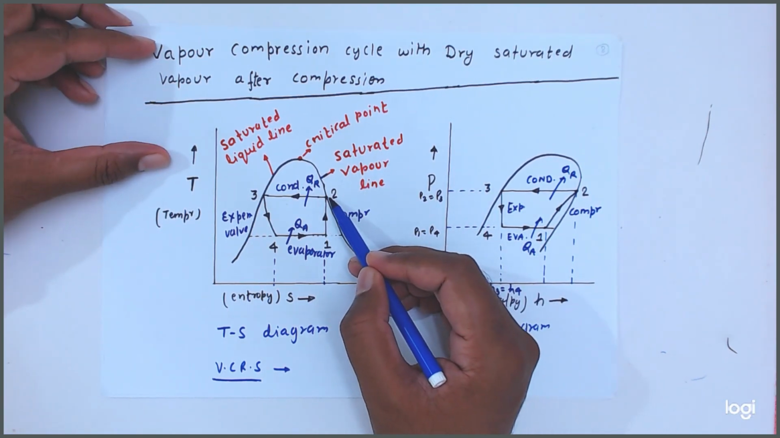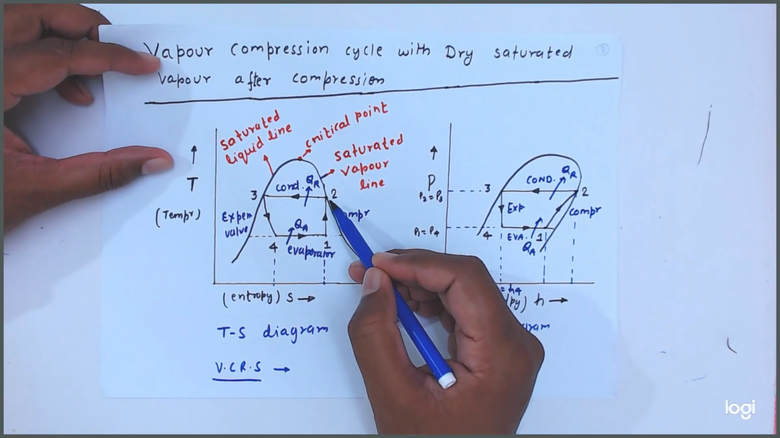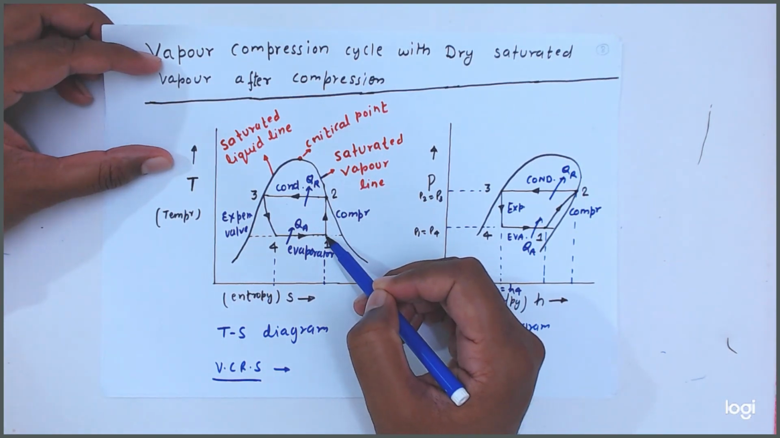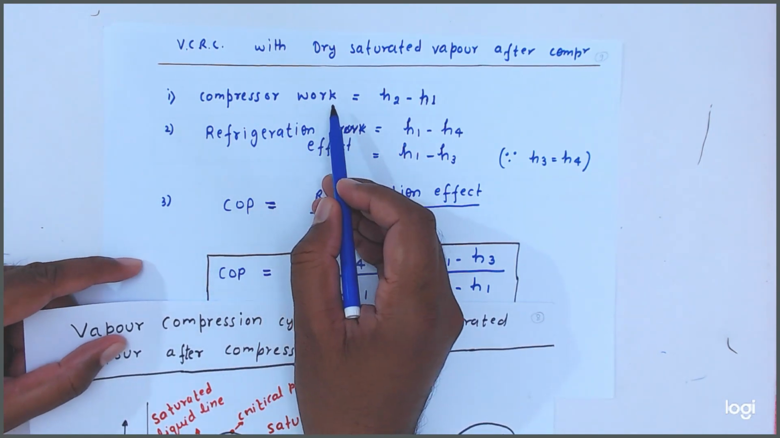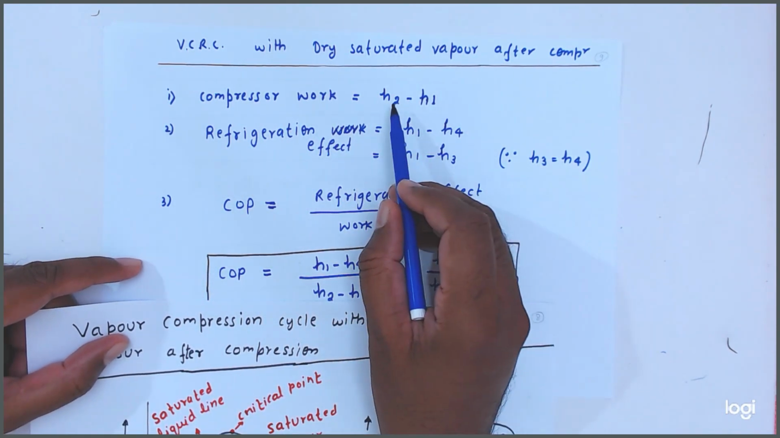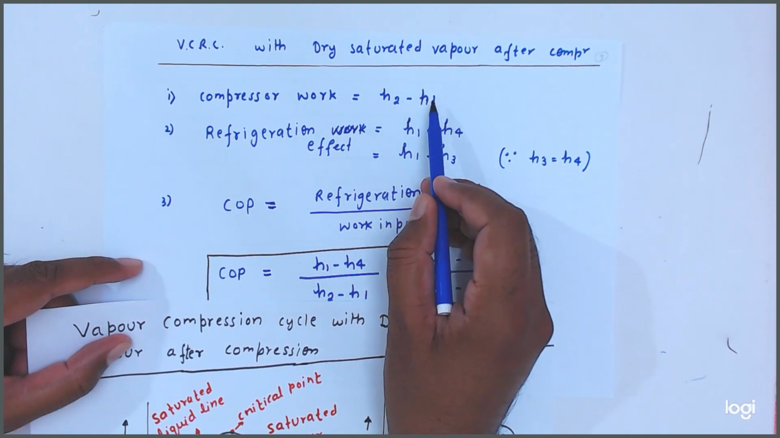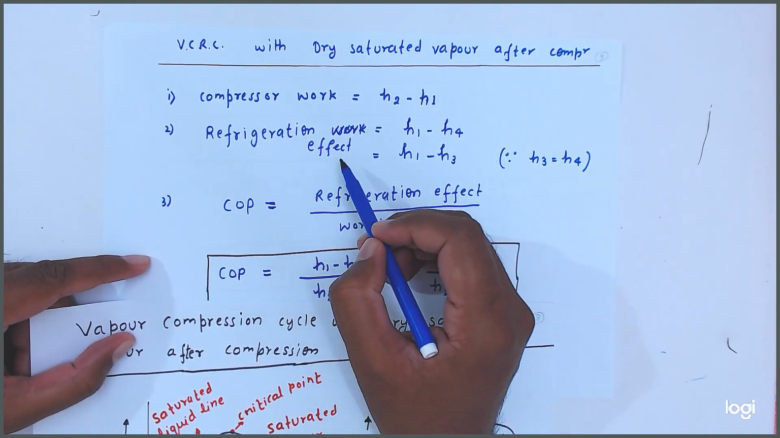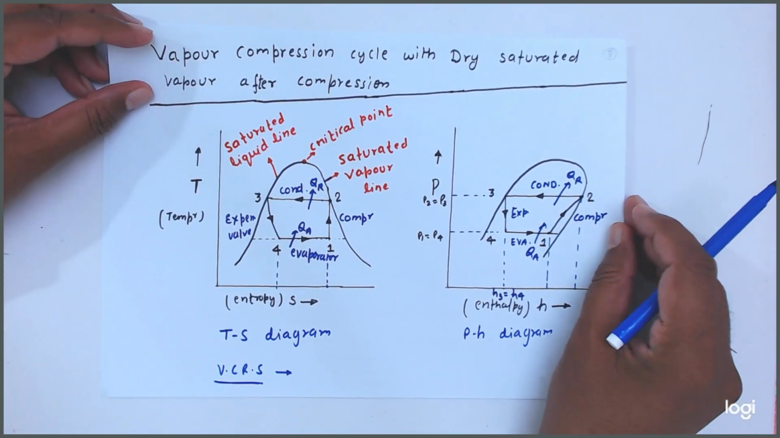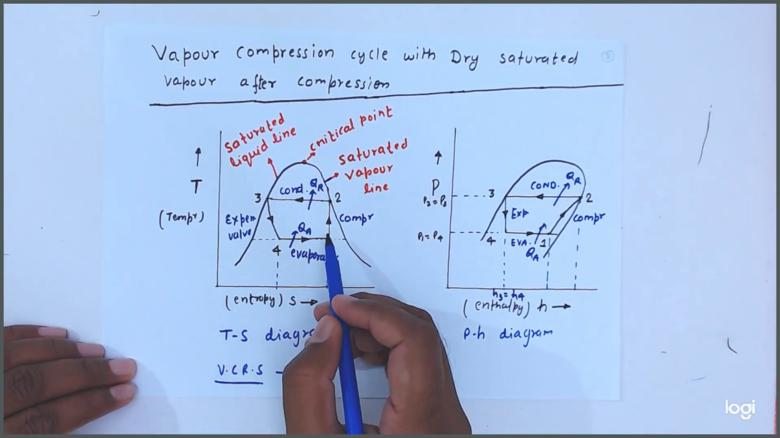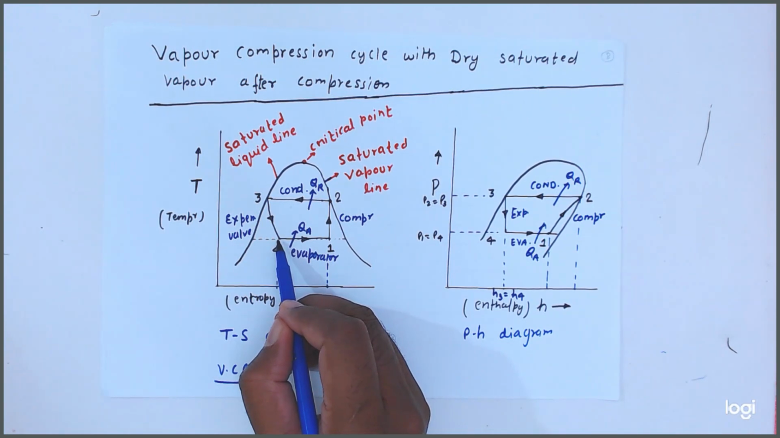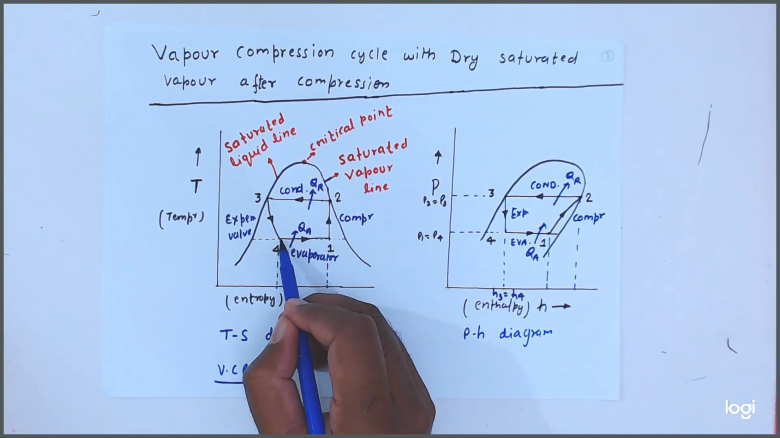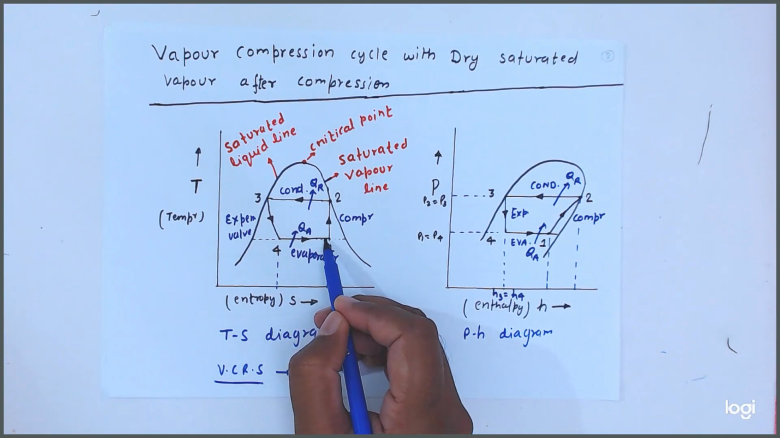So enthalpy at point 2 minus enthalpy at point 1 will give the compressor work. Okay, so compressor work W equals H2 minus H1. Now what is the refrigeration effect? What is the refrigeration effect friends? Refrigeration effect is equal to enthalpy at point 1 minus enthalpy at point 4. Okay, so this process will give the refrigeration effect.